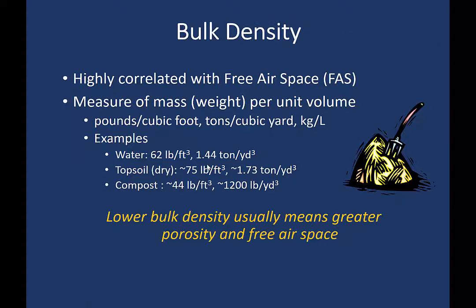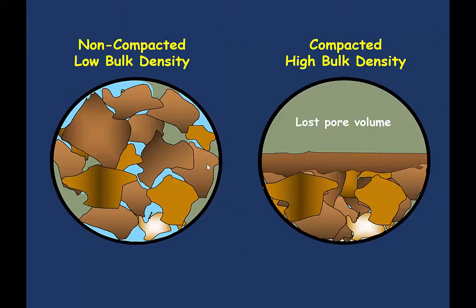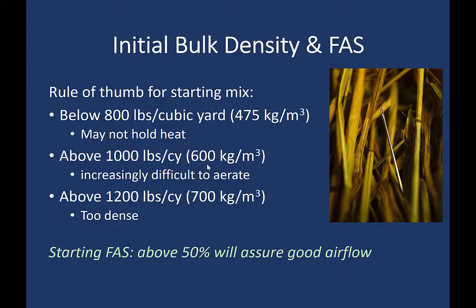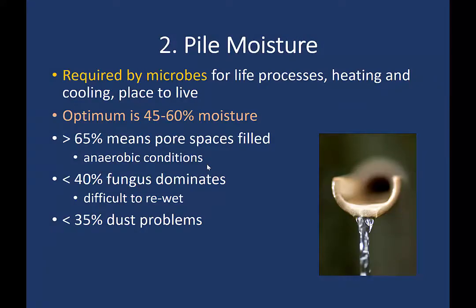The lower bulk density means that it's going to have greater porosity and free airspace. So you don't want it to be real thick. You want it to look like this and not be stomped down because we've reduced our free airspace. Okay. So again, our initial porosity, we want it above 50%. And again, these are some bulk density things you can go back and look at in terms of the actual values. So the next is pile moisture.